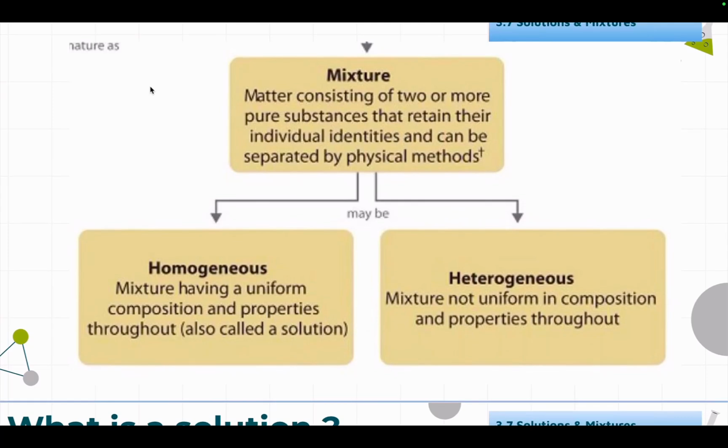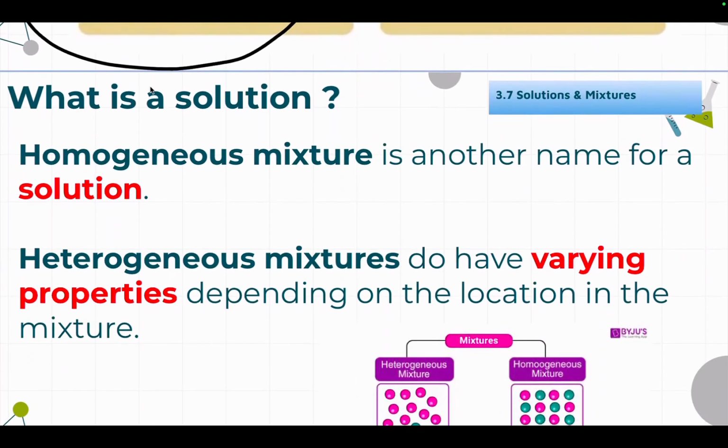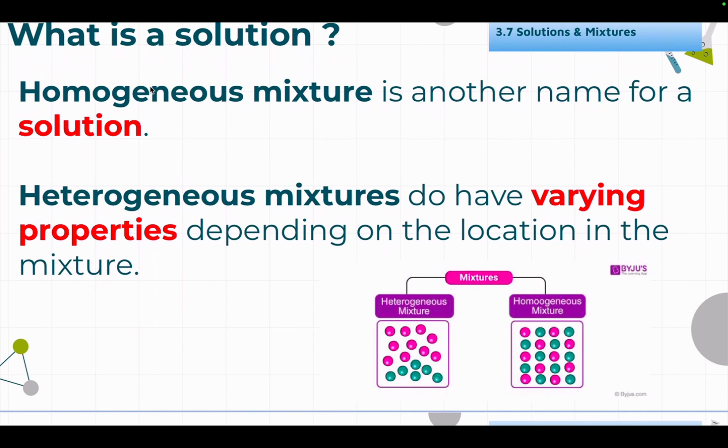Mixtures are just any two or more pure substances mixed together, but with uniform composition. Heterogeneous mixtures are not uniform throughout, so if you were to sample a different area in the heterogeneous mixture, you might get a substance that has different properties. So we're focusing on homogeneous mixtures, which are solutions. You can see in my diagram here, uniform throughout versus here, if I were to take a sample at the top, it's going to be different than a sample at the bottom.